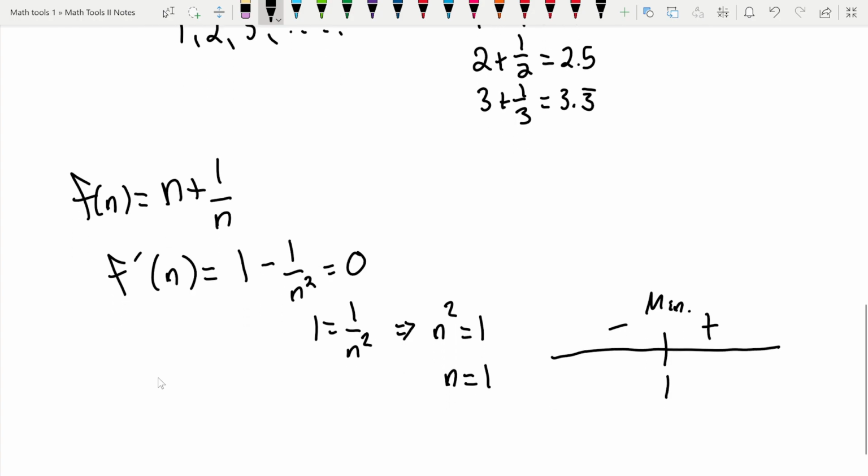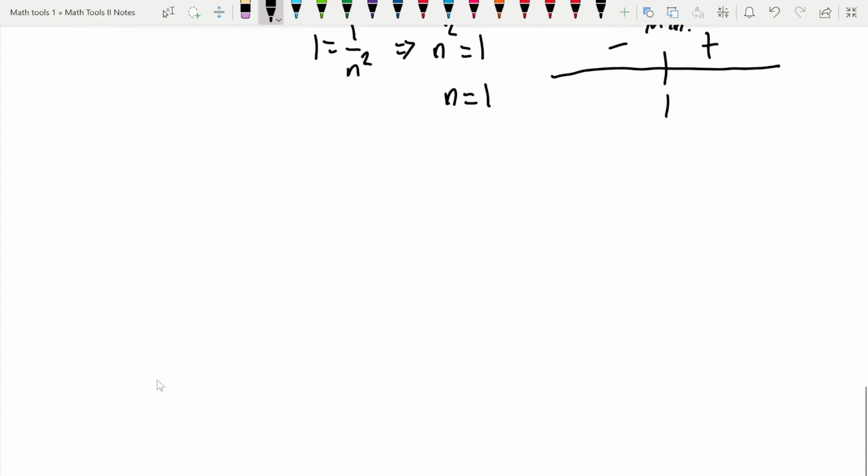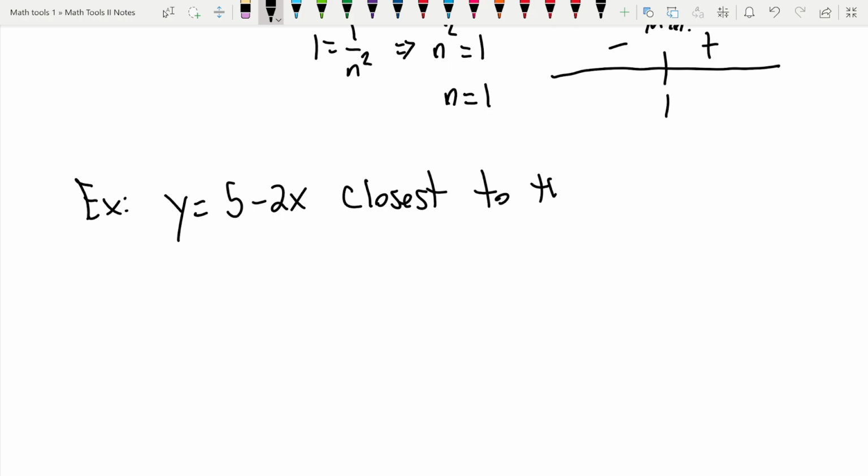Okay, all right, so let's do at least one more here. This one just says we want to find where the line y equals 5 minus 2x is closest to the origin. So this is another class of these problems where you want to minimize distance, in this case. And it's going to require the distance formula, which it's probably been a minute since you've really used that.